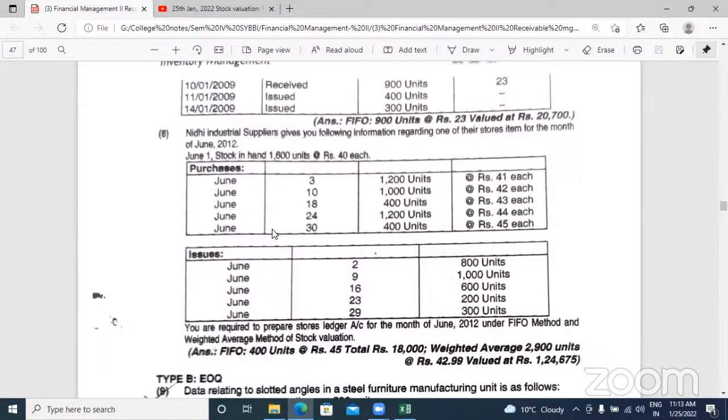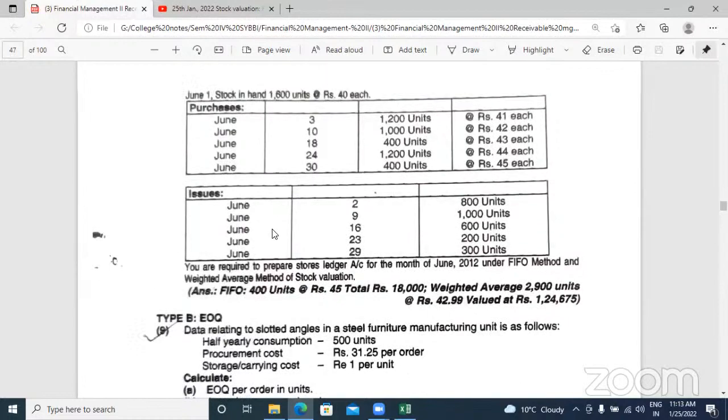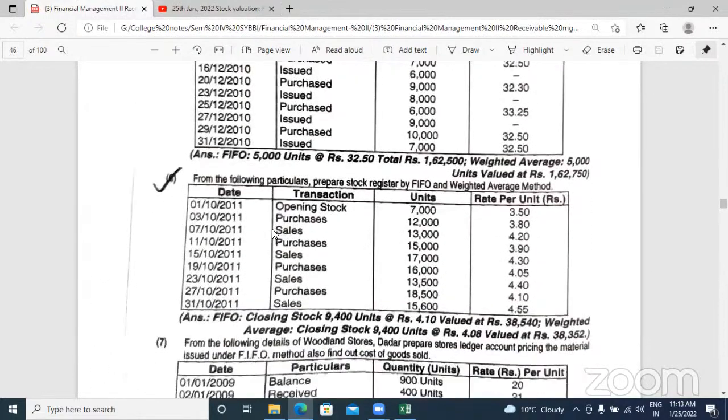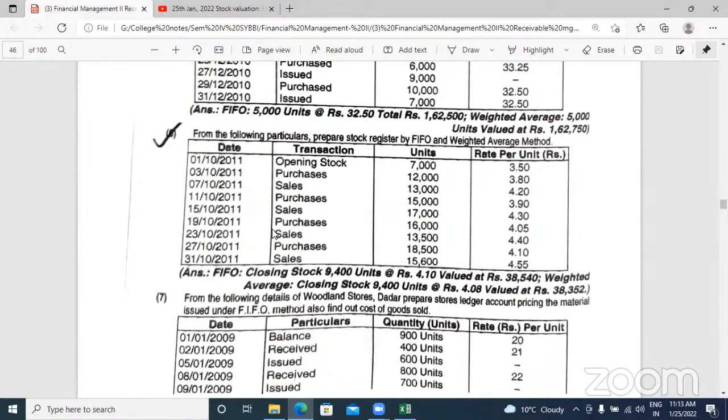That's it. Ma'am, PDF page number? PDF page number 46 and 47. Okay. 6, 7 and 8th sum. Unsolved problems 6, 7 and 8 according to FIFO method. Okay?